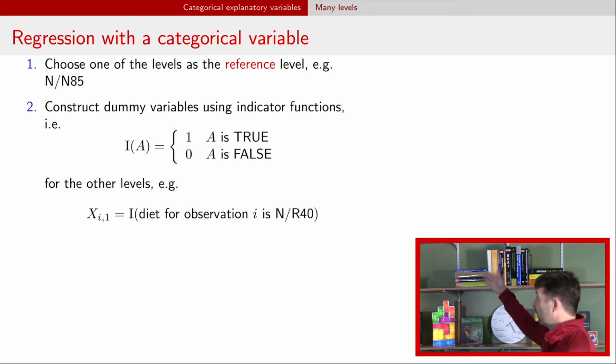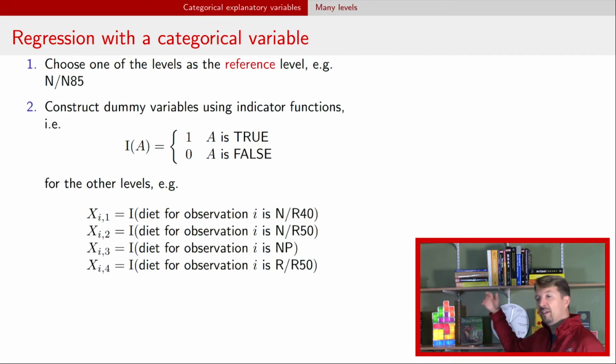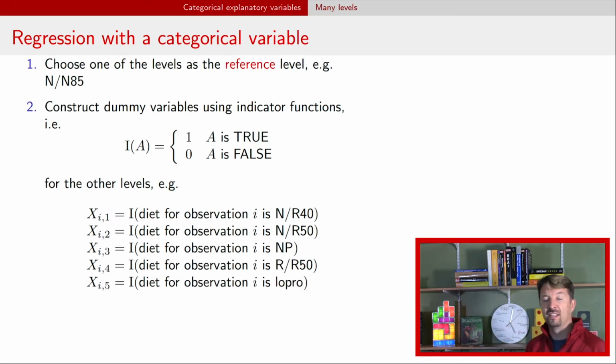So here they are. The first one for the NR40 diet, the second one for the NR50 diet, the third one for the NP, fourth RR50, and finally low pro. And now you'll see that in the notation that we use, instead of just having one x_i, we have an x_i1, and an x_i2, and an x_i3. So for every observation, we are going to have to introduce 5 new dummy variables to model this categorical explanatory variable that has 6 different levels. So it's always going to be the number of levels minus 1.